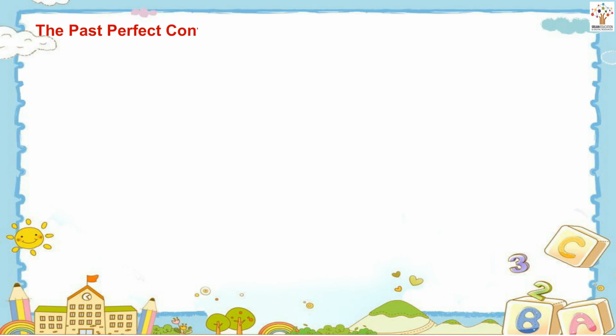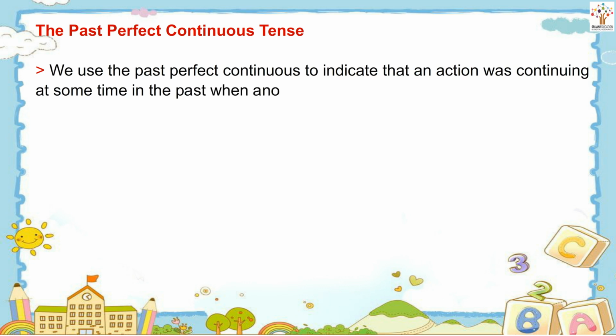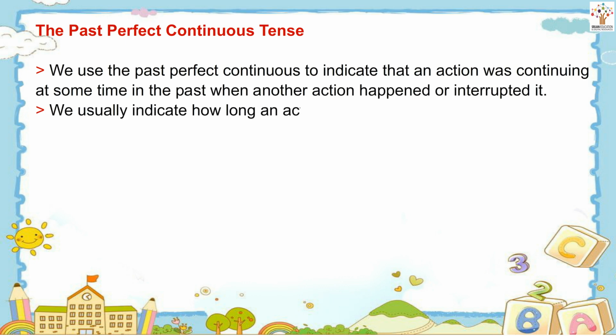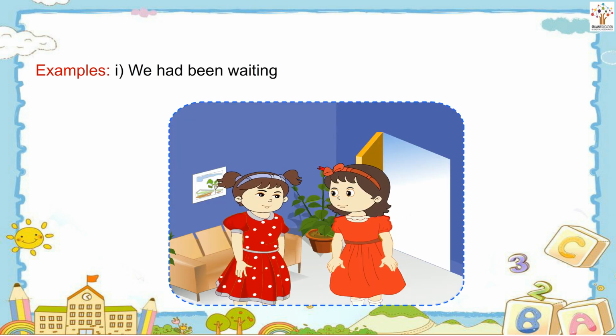The past perfect continuous tense. We use the past perfect continuous to indicate that an action was continuing at some time in the past when another action happened or interrupted it. We usually indicate how long an action or state had lasted, especially in relation to something else. Examples. We had been waiting for 2 years when you reached.